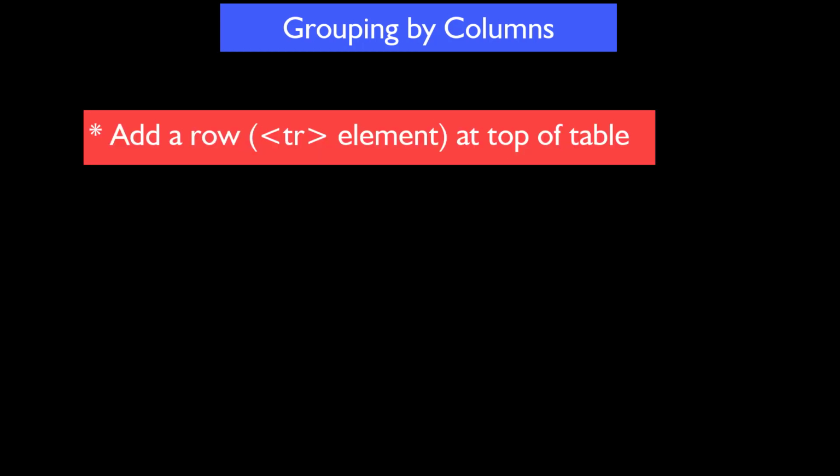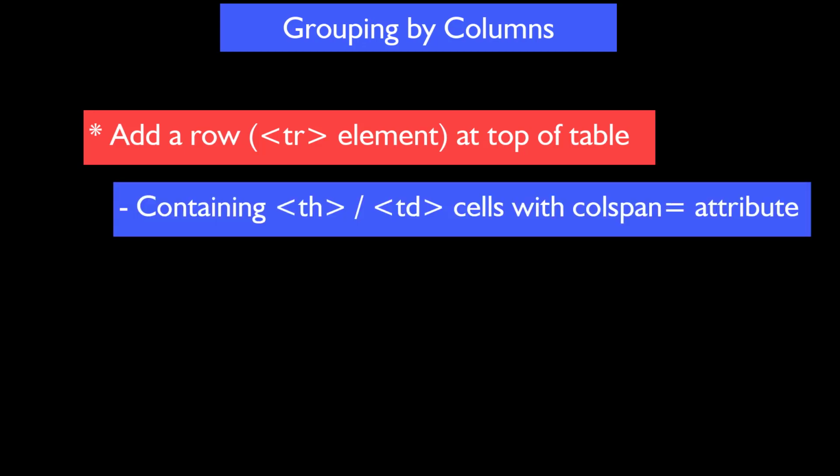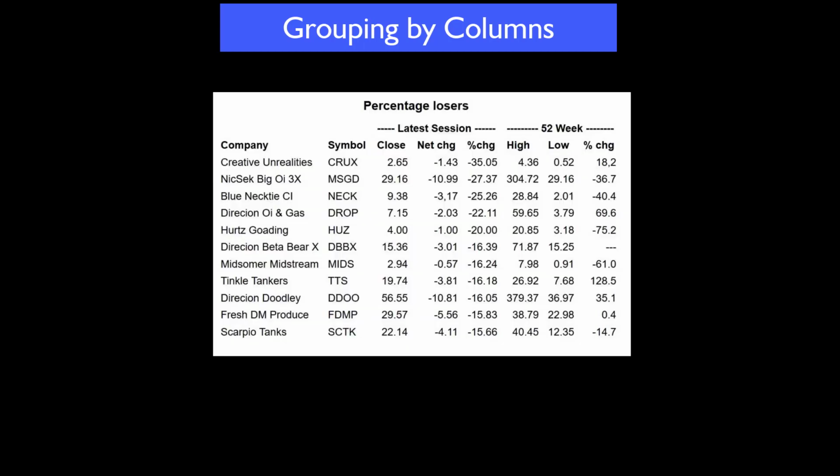Grouping by columns. As with rows, there may be times when grouping cells by columns may help the viewer grasp the data more intuitively. The process is analogous. You'll add a row at the top of the table containing TH or TD cells that have the colspan attribute. Here's an example based on a table in the Wall Street Journal. The result I'm looking for is this.